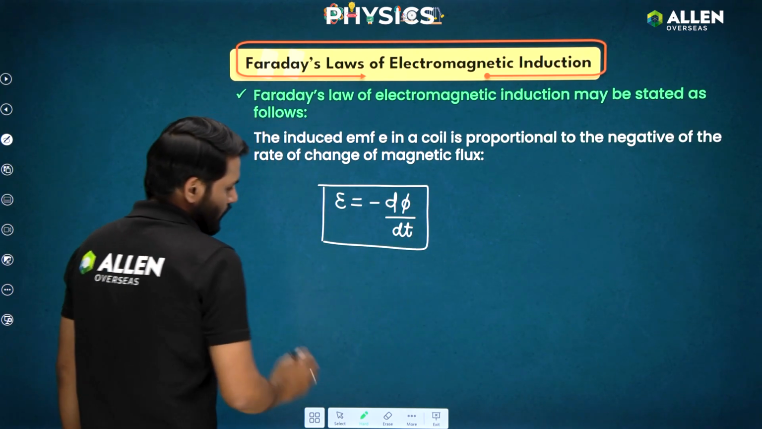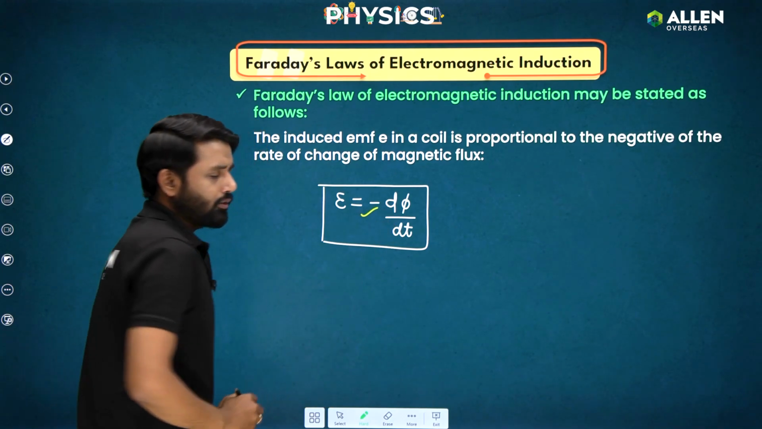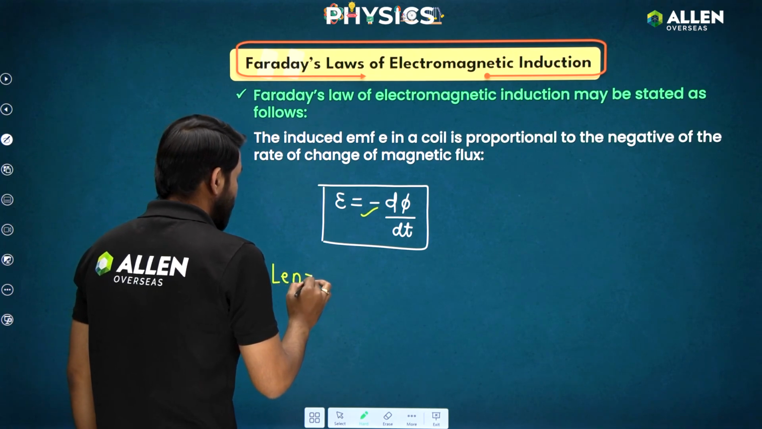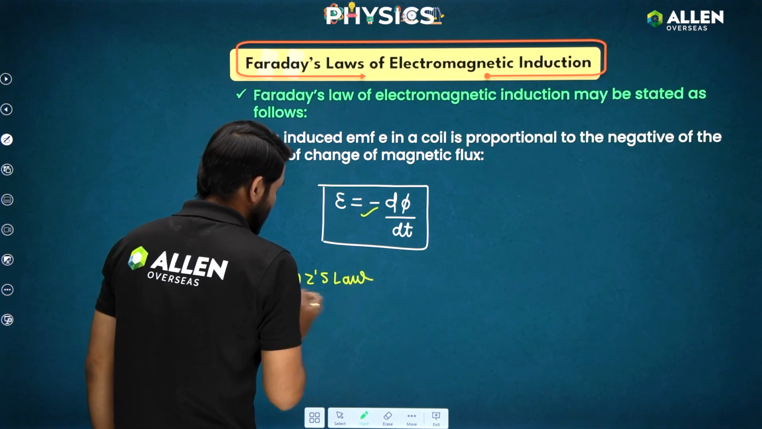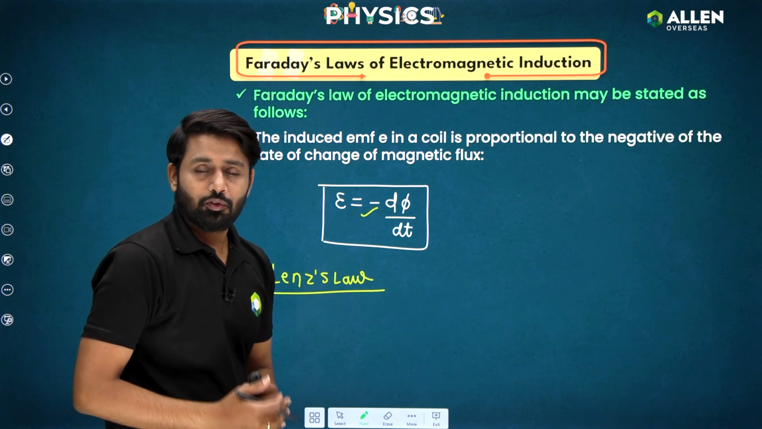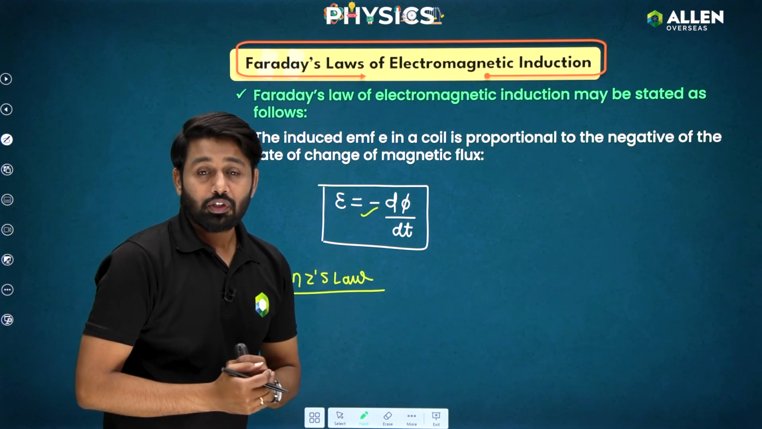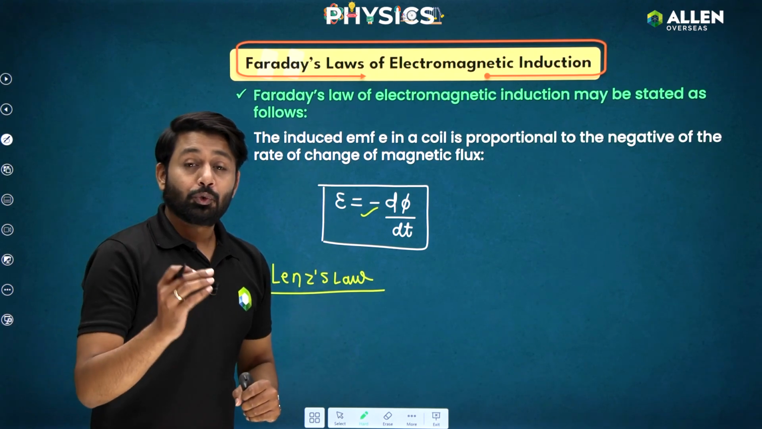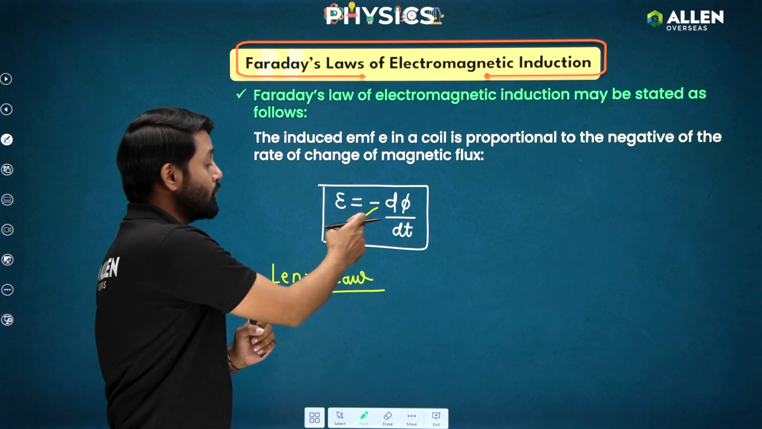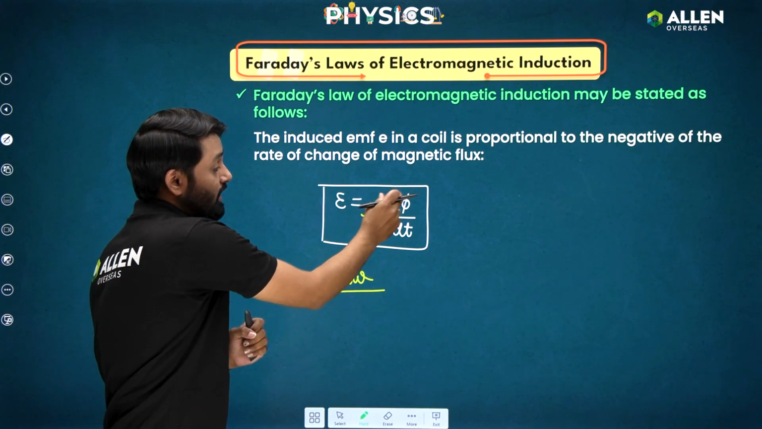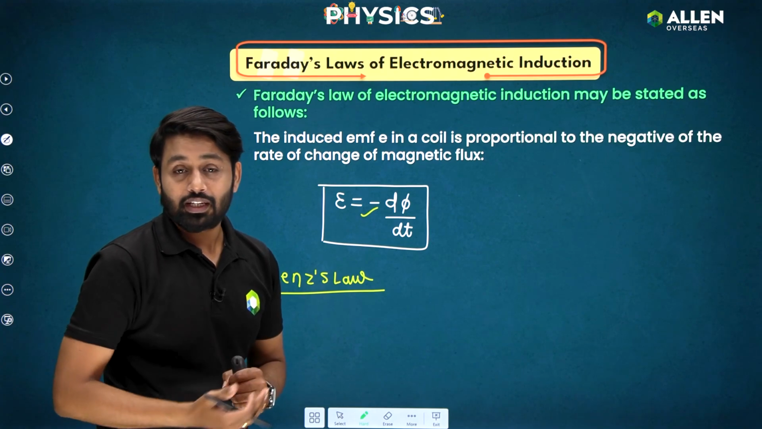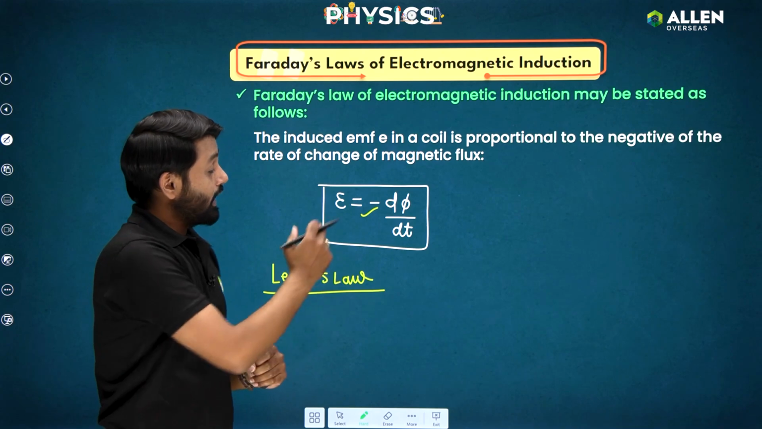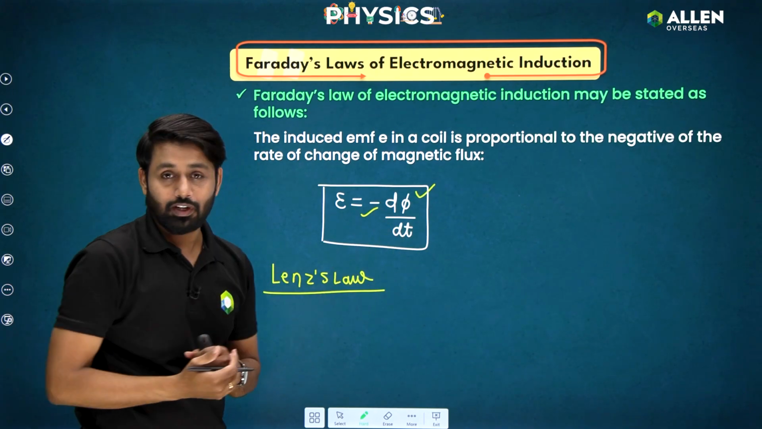Right, students? You can ask, sir, why are you using the negative sign? This negative sign is because of Lenz's law. By Lenz's law, you can find out the direction of induced EMF. According to this law, the direction of induced EMF is in such a way that it opposes the cause due to which it is produced. So that's why I'm using the negative sign here. Here d phi by dt is the rate of change of magnetic flux. To understand motional EMF, we have to remember this and modify it.